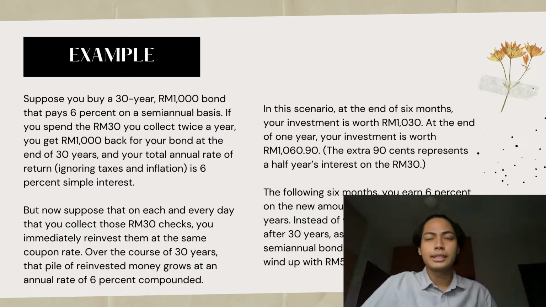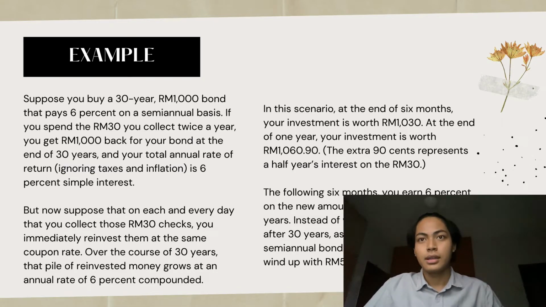Suppose you buy a 30-year, 1,000 ringgit bond that pays 6% on a semi-annual basis. If you spend the 30 ringgit you collect twice a year, you get 1,000 ringgit back for your bond at the end of 30 years. And your total annual rate of return, ignoring taxes and inflation, is 6% simple interest.